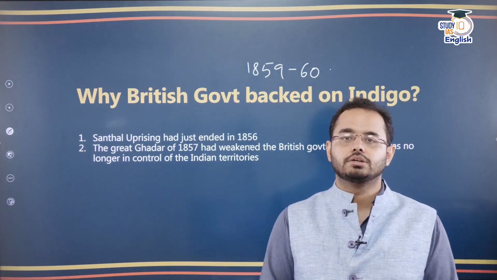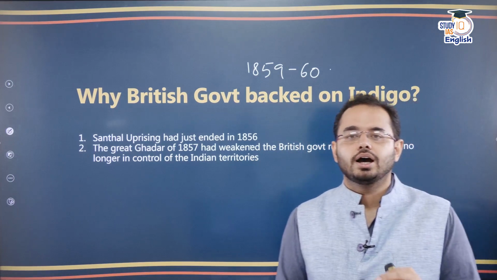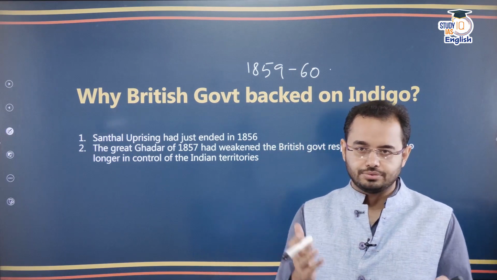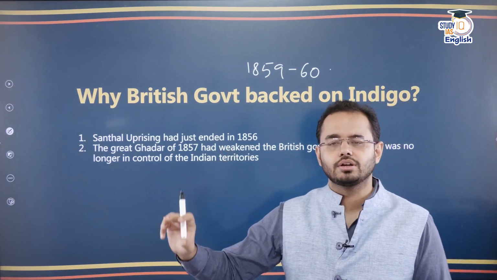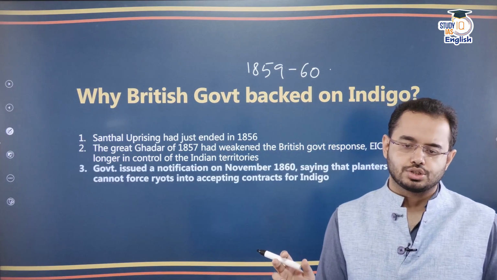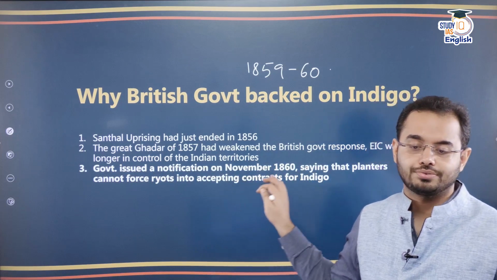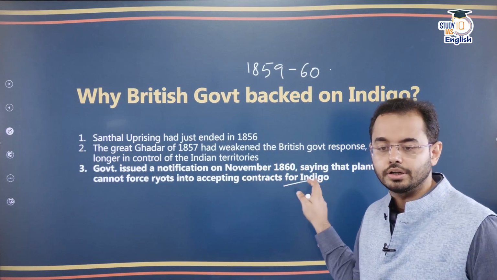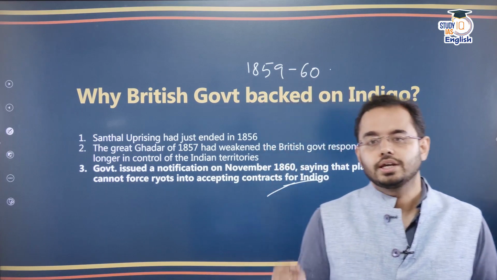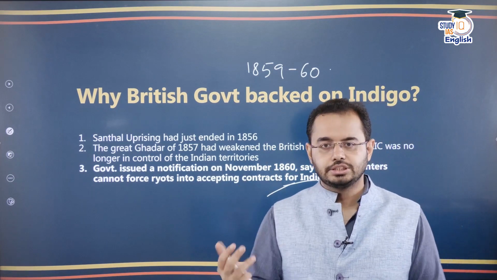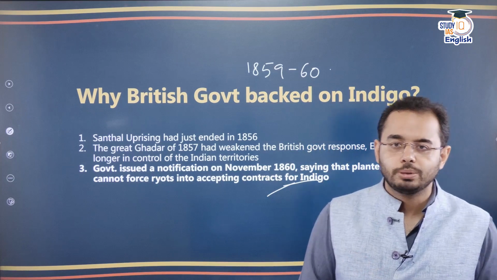The 1857 revolt had weakened the government response already, because East India Company's rule was shattered after that. So they didn't want to trouble the Indian peasantry as such. The government issued a notification in November 1860 saying that the planters cannot force Rayats into accepting the contracts for indigo. And this was considered a major victory for indigo farmers in Bengal, Bihar and Odisha, particularly in Bengal, where this agitation was led in the areas of Gobindpur district by Bishnu and Digambar Biswas.